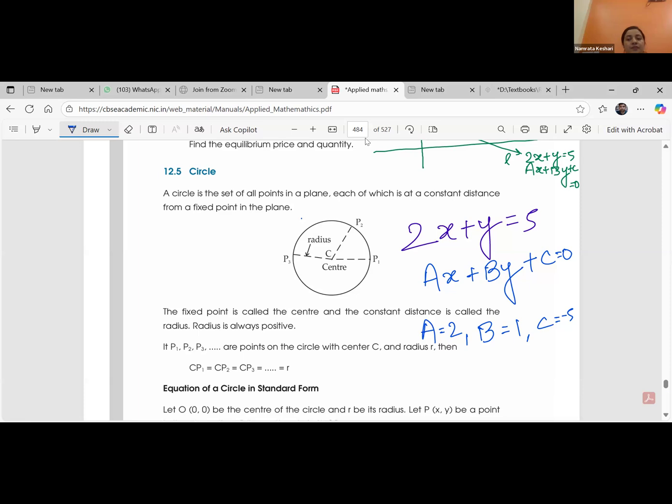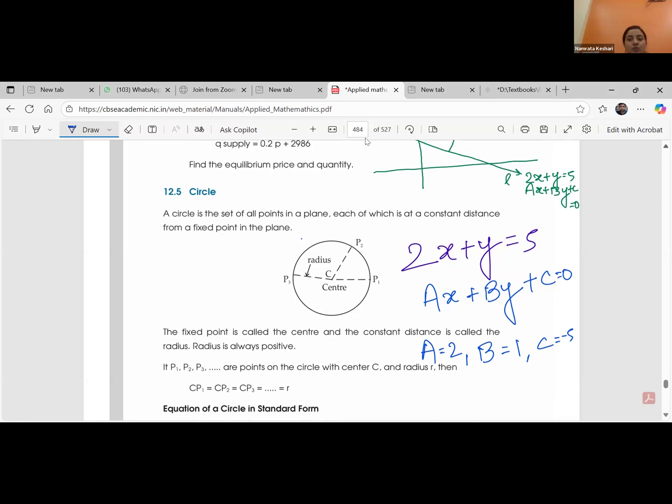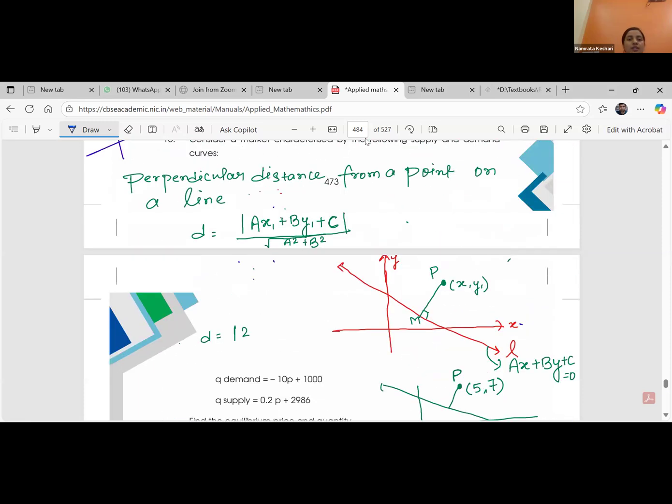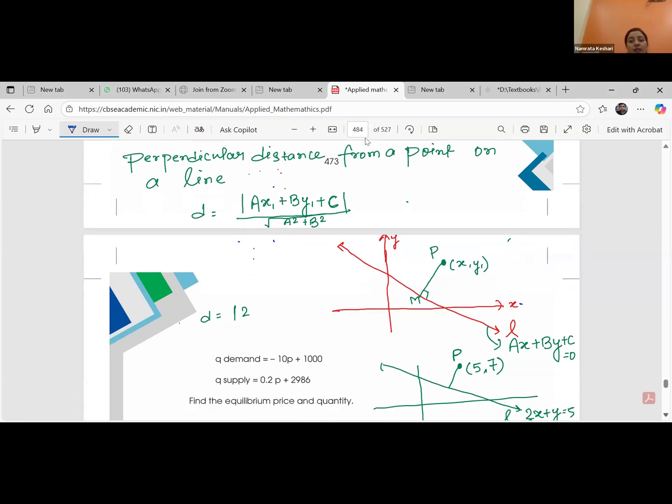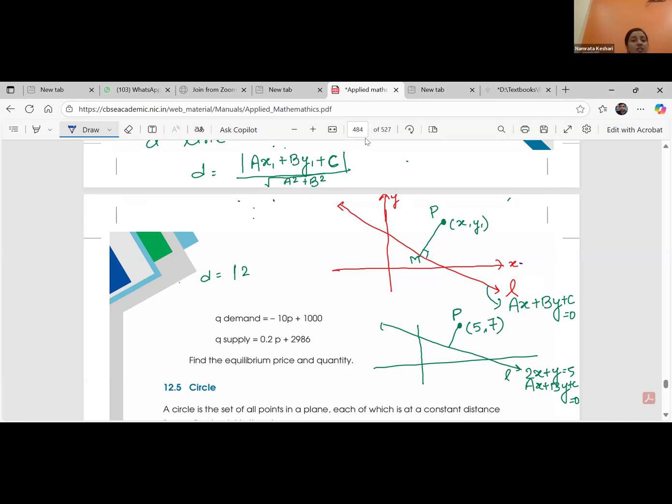Yes. Okay, here we need to use the formula which says that Ax1. So our A is 2. Okay, look at the equation: 2x plus y is equal to 5. Our A is 2. (x1, y1) is the coordinate.